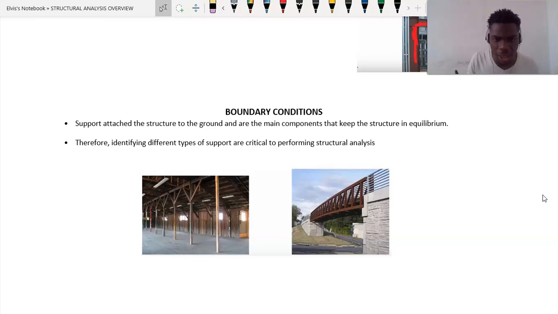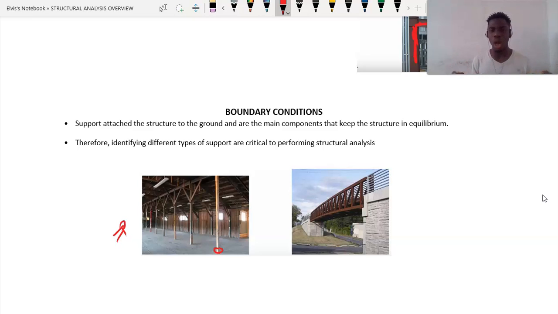Okay guys, as you can see, if you take a look at this picture, you're going to find out that this structure is supported to the ground using support reaction, right? So using support reaction, this structure is placed on the ground. Okay, guys? So boundary conditions, these are support reactions. So these support reactions attach the structure to the ground and are the main components that keep the structure in equilibrium. So we have pin support, roller support, and fist support.